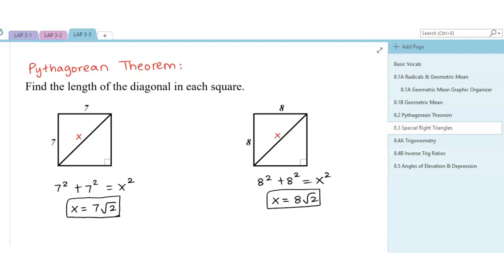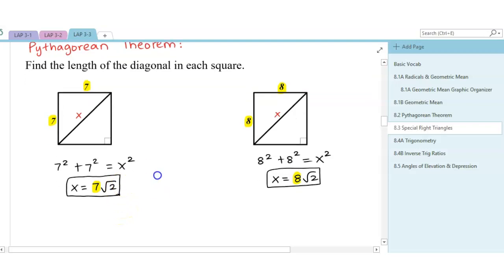All right, so realize for the first diagonal, you should have gotten 7 root 2 if you simplified your radical. And for the second diagonal, you should have gotten 8 root 2. Now, this is not a coincidence because the number that you had on the side is the same number that you see in your final answer, and we've added the square root of 2 onto it.